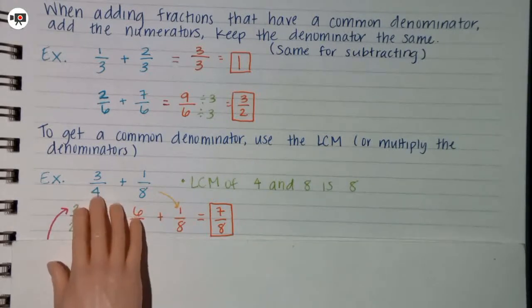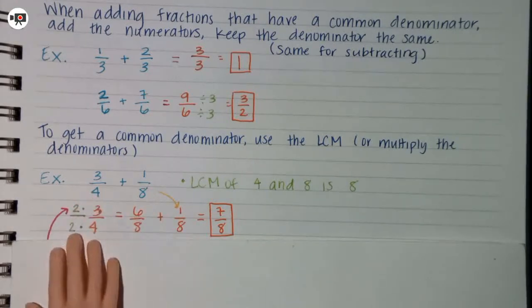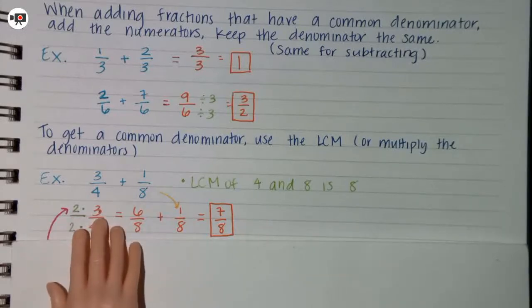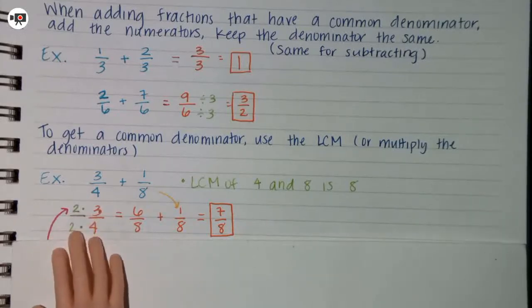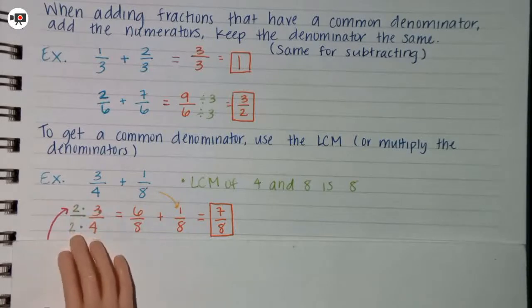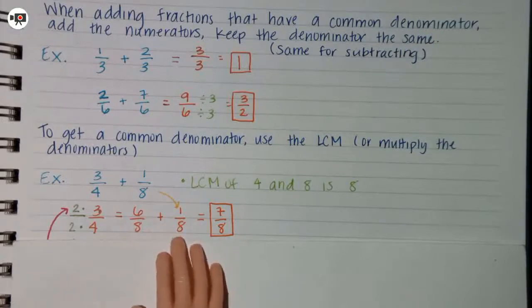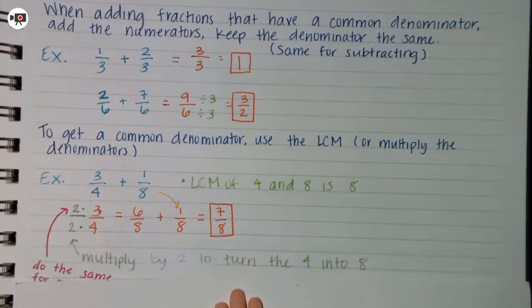To turn 4 into 8, I need to multiply by 2. And what you do to the bottom of a fraction, you have to do to the top of the fraction. 2/2 is 1, so I'm not changing the value here, I'm just changing what it looks like. So then I get 6/8 plus 1/8 is 7/8.